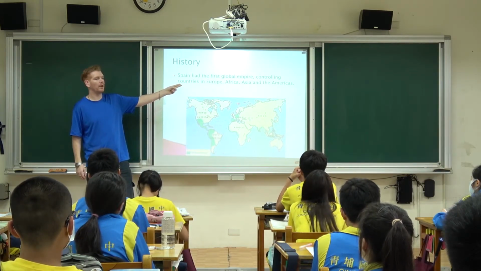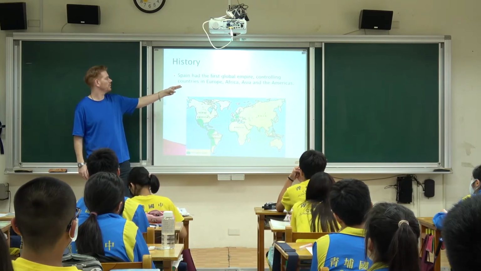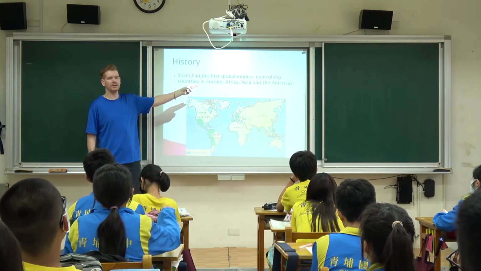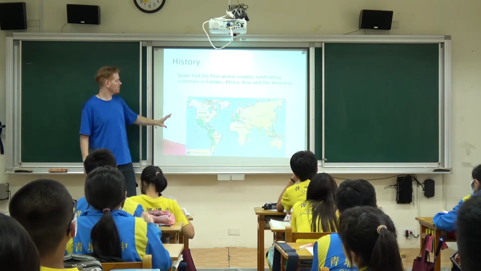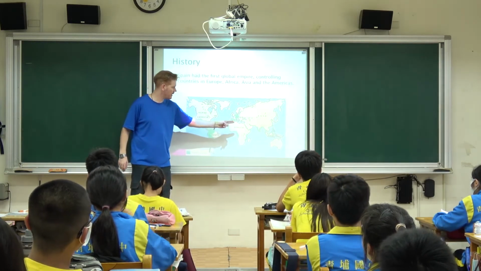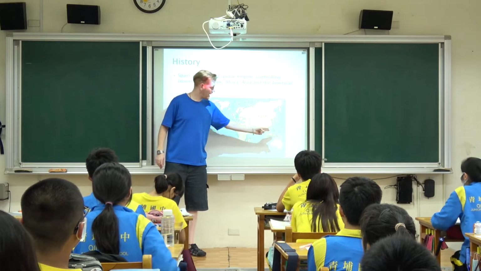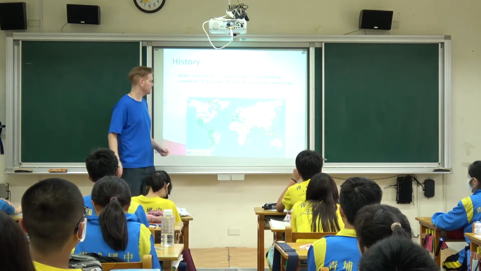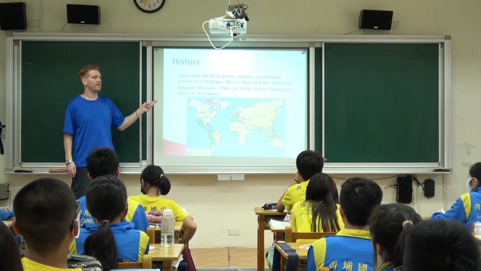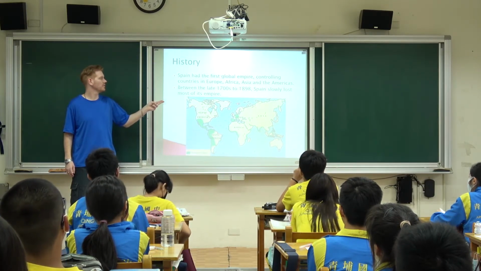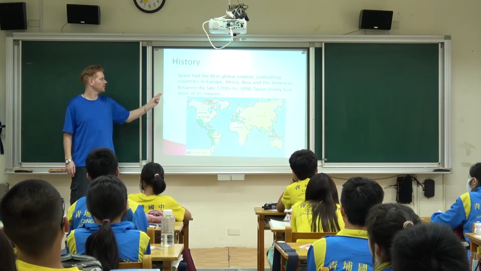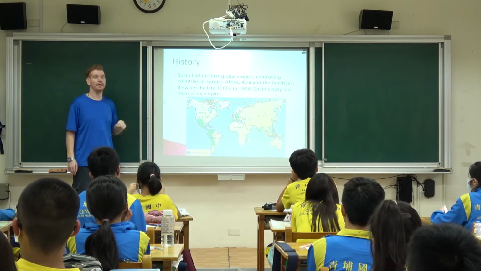The first global empire, controlling countries in Europe, Africa, Asia, and the Americas. So they control countries in the Americas, Africa, Europe, and Asia. Between the late 1700s to 1898, Spain slowly lost most of its empire.